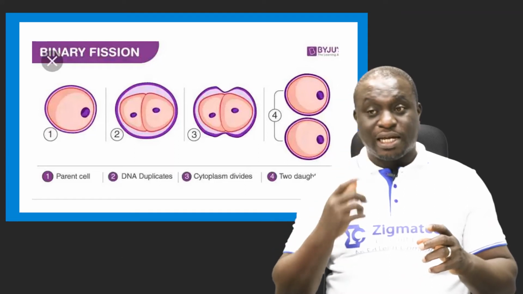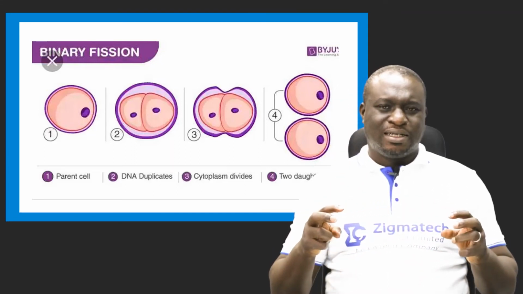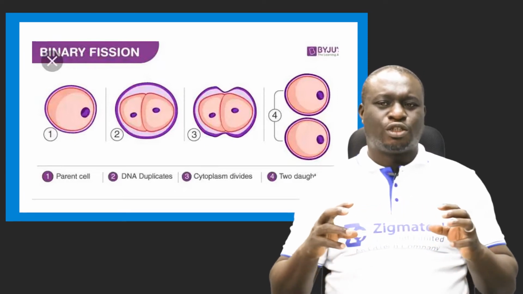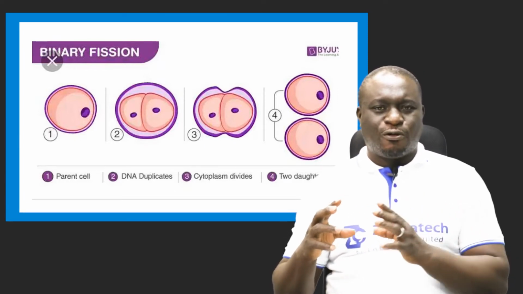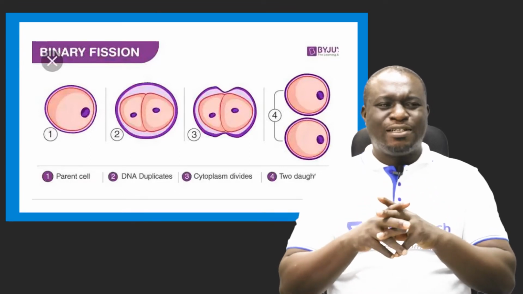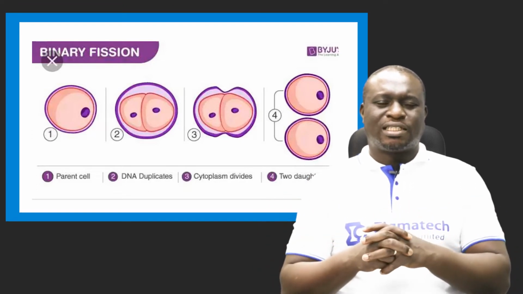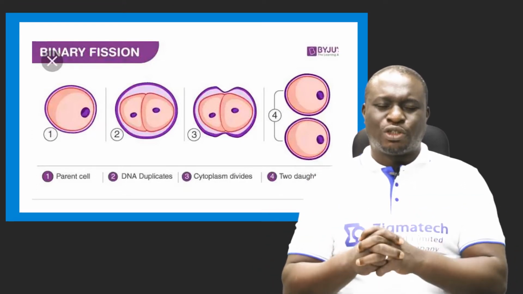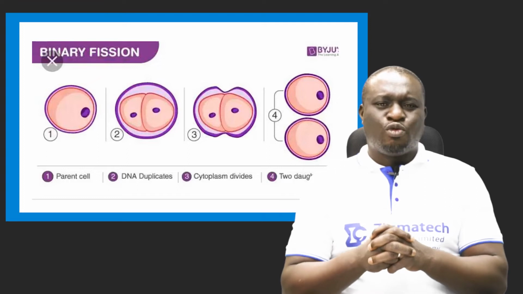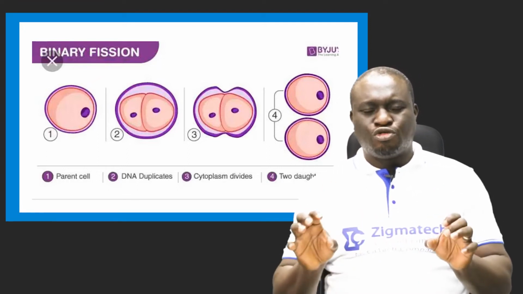And in stage number 3, the cytoplasm begins to divide. And then stage number 4, the cytoplasm has divided into 2 identical cells. And these 2 cells are referred to as daughter cells. Now, why do we call it binary fission? It is because they divide into 2 daughter cells.